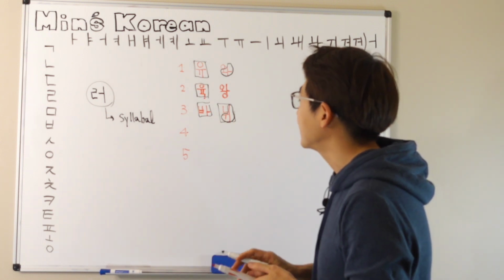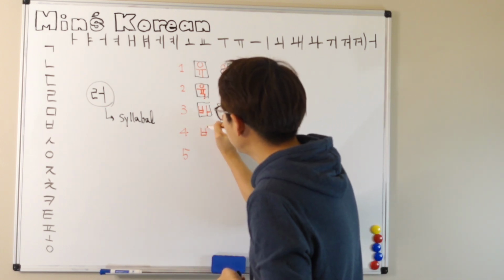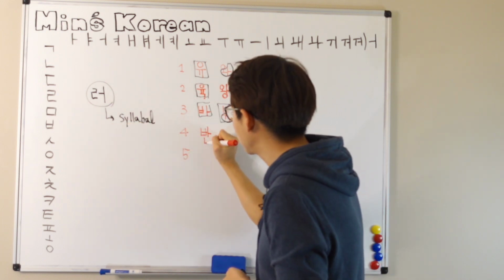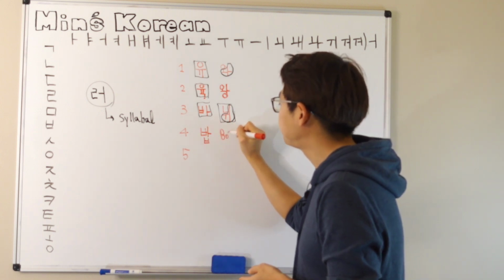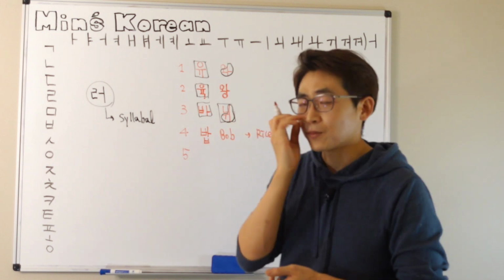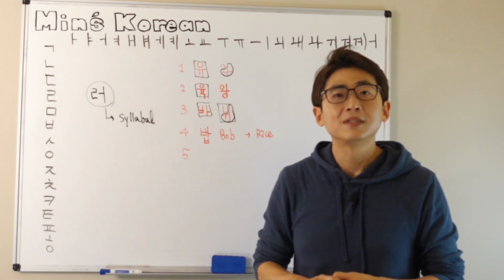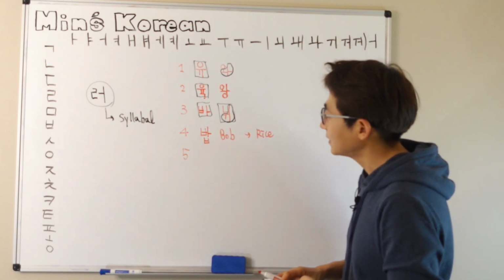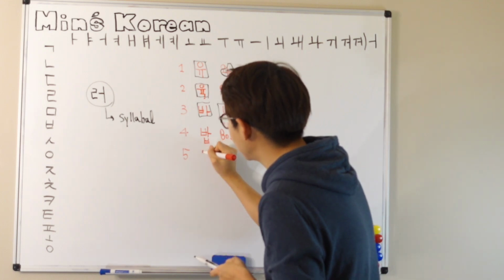And the fourth combination is, so we have "pa" over here, and then we can give it another consonant ending. So "pap." In Korean, it means rice, which is very important because to Koreans, 밥 is their staple. It's what they eat all the time.